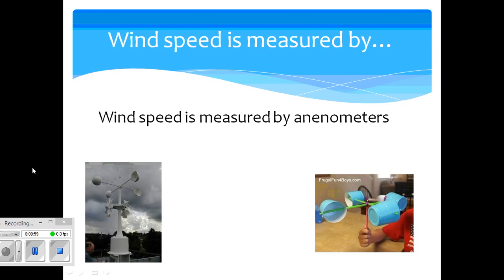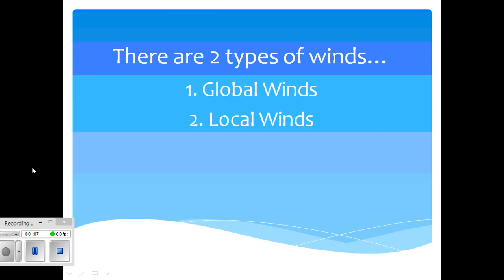Now, the wind speed is measured by an instrument called an anemometer. And there are two types of winds that I'm going to talk to you about. They are global winds and they are local winds.